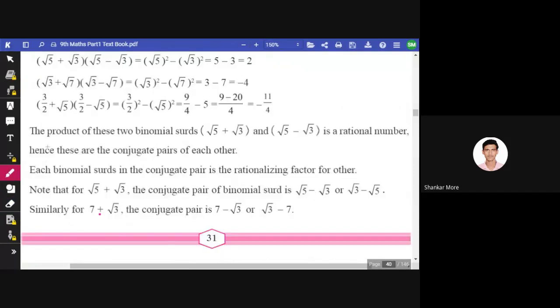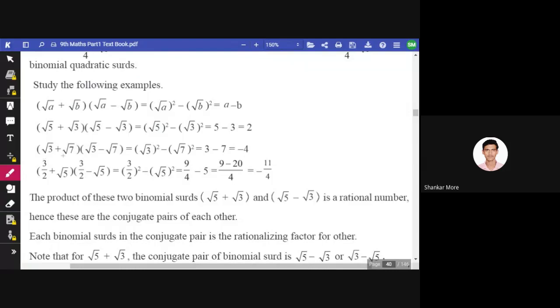ओके, तो बाकी भी यहाँ पे देखो, अंडर रूट ऑफ 3 है, अंडर रूट ऑफ 7 है, यहाँ पे प्लस है तो प्लस को हमने माइनस के साथ में मल्टीप्लाई किया. So under root of 3 square is 3, under root of 7 square is 7, so it will be minus 4.